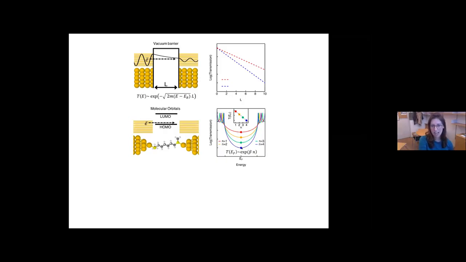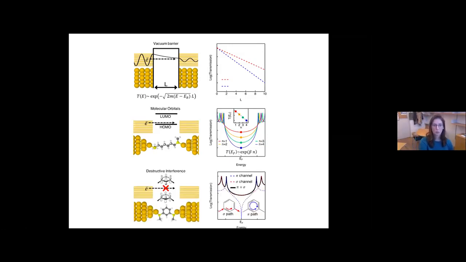As we increase n, the transmission at the Fermi energy is dropping linearly on a log scale, and it's our same sort of exponential decay of tunneling as a function of the increasing length of the system. So to overcome this kind of paradigm, we have to have something else in play. And what I told you before that we've been interested in is quantum interference effects.